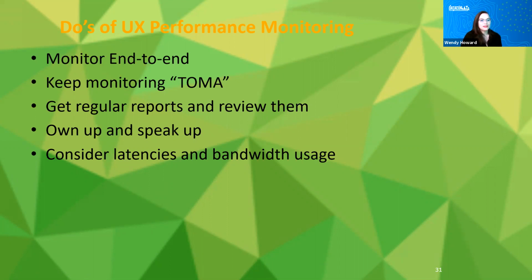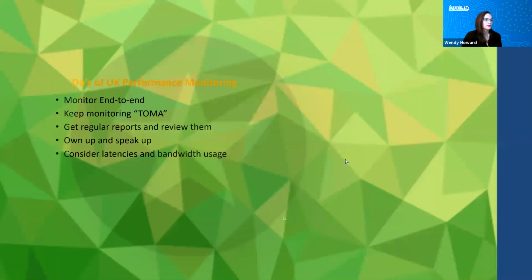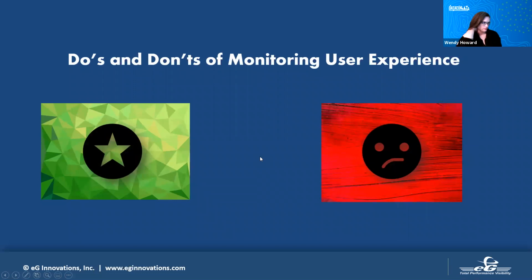Do own up and speak up. So that means that if you get a report and it's because you made a change and it's looking terrible and maybe you affected the login times, don't just retract the change. Actually take that data and show your team and say, look, this is what we did and we need to learn from this and figure out how to do it better. Consider latencies and bandwidth usage. And we just saw why that's important.